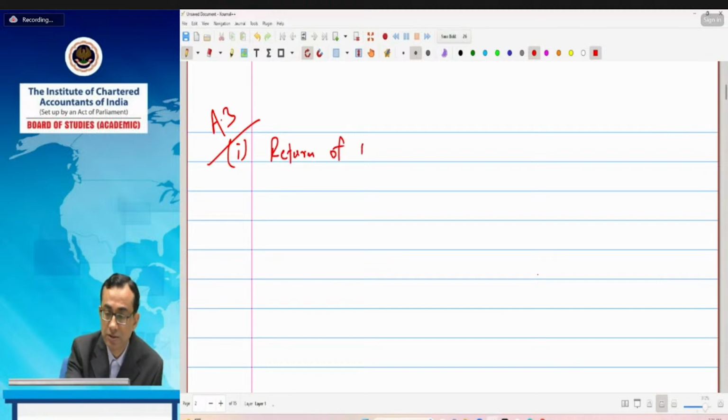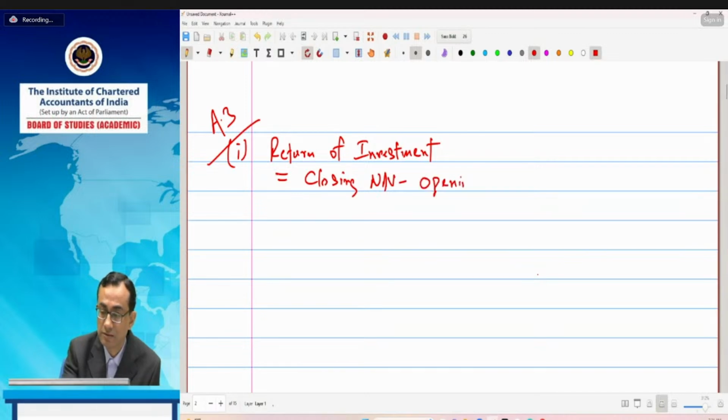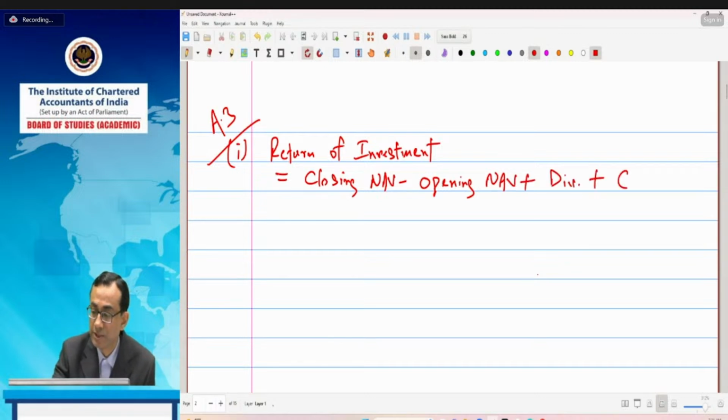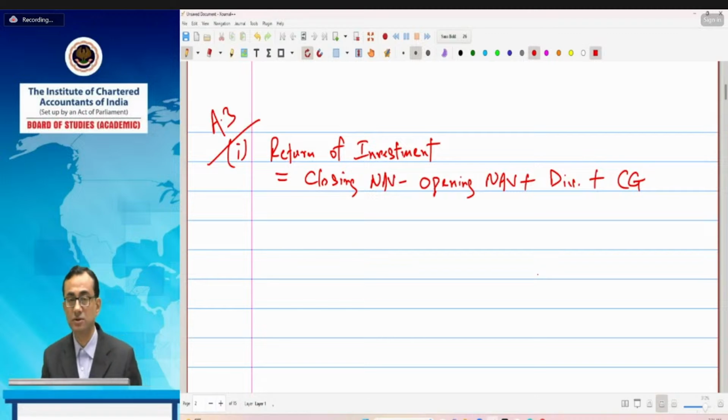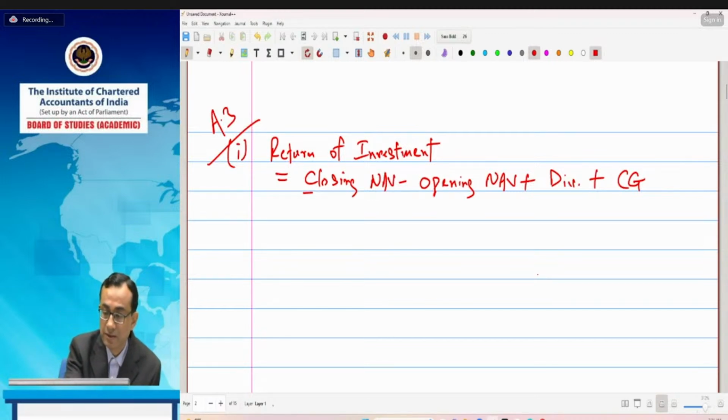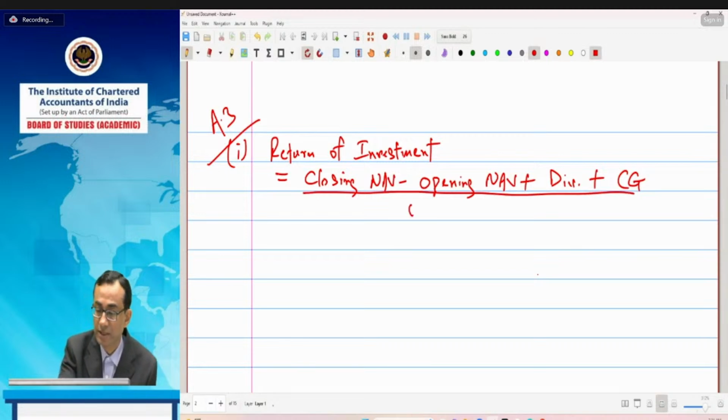So return on investment is equal to, same formula, closing NAV minus opening NAV plus any dividend plus capital gain. I'm writing in a short form, DIV for dividend and CG for capital gain, divided by opening NAV.